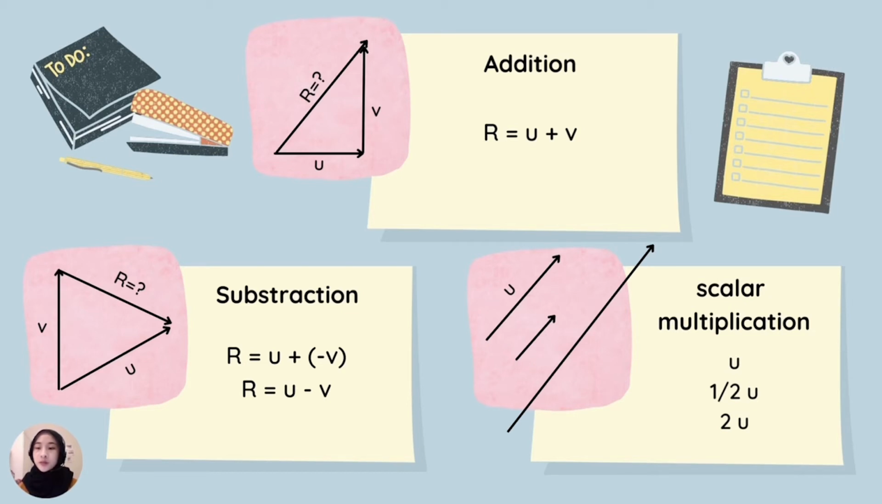So for the third example, we have scalar multiplication. There we have vector u, and if there's a vector in the same direction as u, but the distance was only half of what u was, we will call this 1/2 u. This is multiplying the vector by the real scalar of 1/2, and what we get is a vector that goes in the same direction as u, but its magnitude is only half of the magnitude of u. The same goes if we multiply the vector by the scalar of 2. We will get double the magnitude of u, but in the same direction.